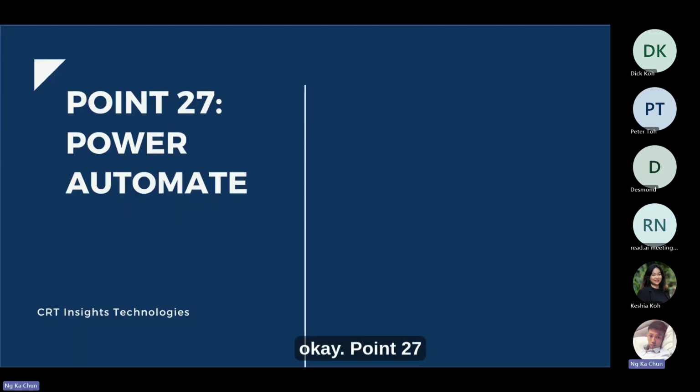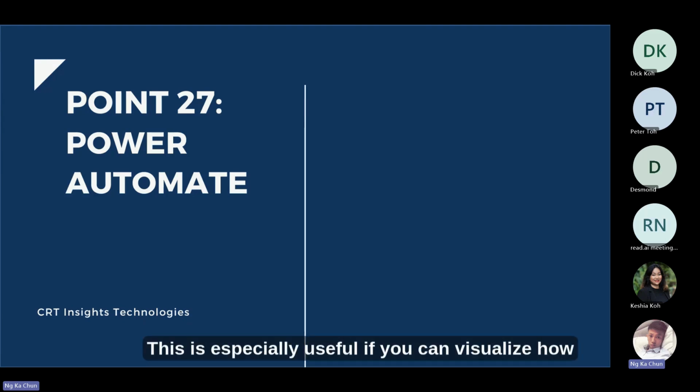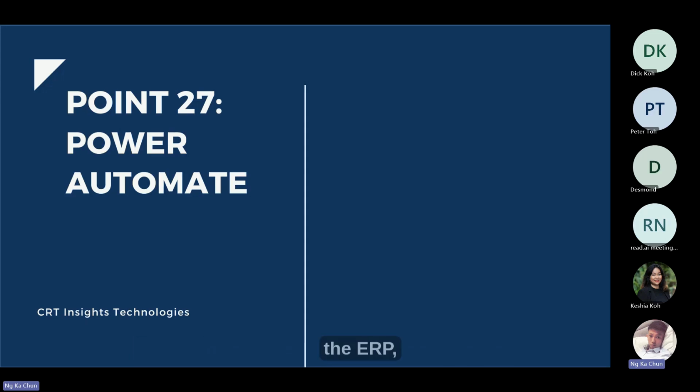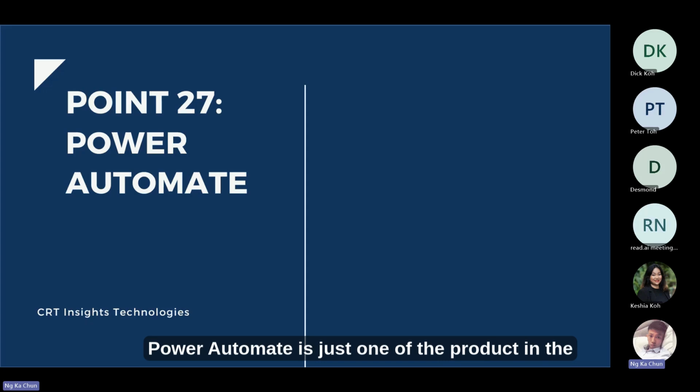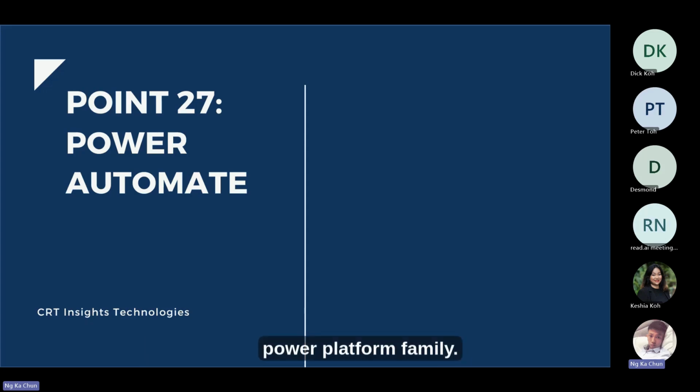Okay, point 27, we'll start to talk about the Power Platform of Microsoft. This is especially useful if you can visualize how it can actually help you with future business automation and process flow. If you are familiar with Microsoft products, nowadays they are trying to extend beyond the ERP, not only stopping at the ERP, but into Copilot AI and also Power Platform automations. Power Automate is just one of the products in the Power Platform family.